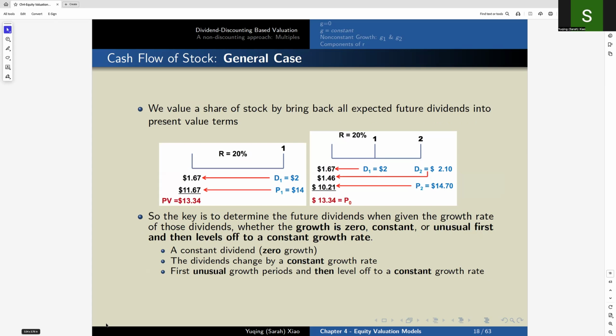This diagram shows how we discount dividends back to the present. The key step is always to forecast the pattern of dividends. If dividends are constant, it's a perpetuity. If they grow at a constant rate, it's a growing perpetuity.